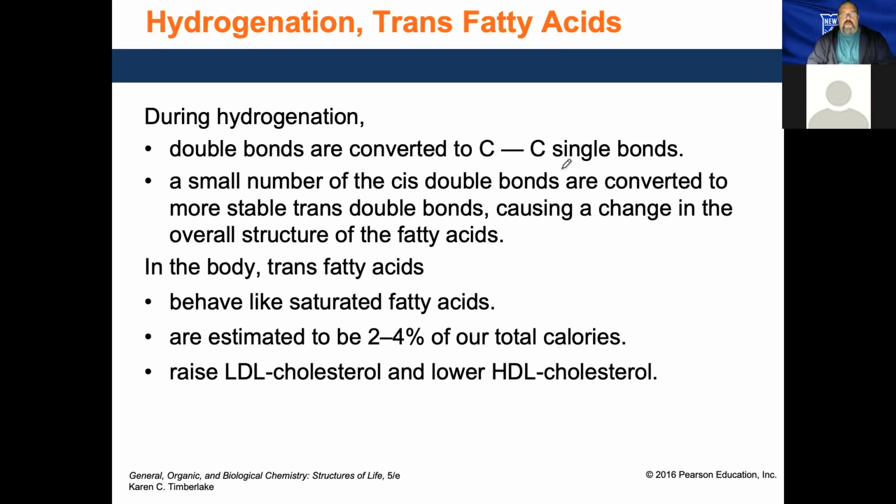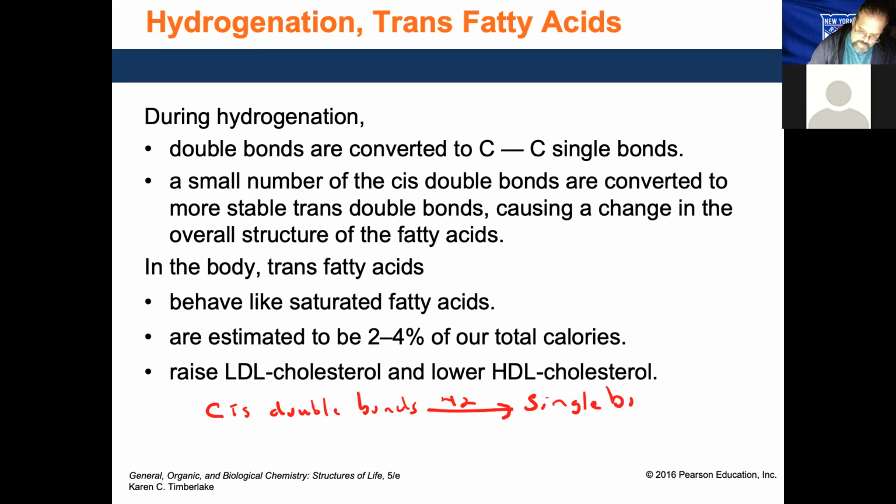So during hydrogenation, double bonds are converted to carbon-to-carbon single bonds. Now, a small number of the cis double bonds are converted to more stable trans double bonds, causing a change in the overall structure of the fatty acids. This is a little bit different than what you would expect, because when the cis double bonds undergo hydrogenation, there's actually two things you can get. You could get single bonds between the carbons, or you can get trans double bonds.